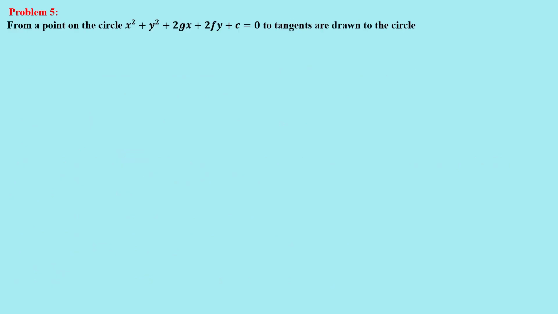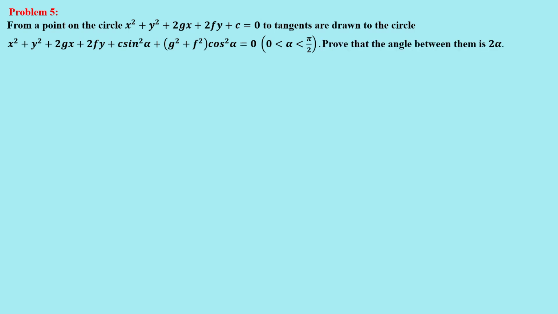Next problem. From a point on the circle x² + y² + 2gx + 2fy + c = 0, tangents are drawn to the circle x² + y² + 2gx + 2fy + c sin²α + g² + f² cos²α = 0, where α lies between 0 and 90, that is π/2. Prove that the angle between them is 2α. So we are going to prove the angle between the pair of tangents is equal to 2α.